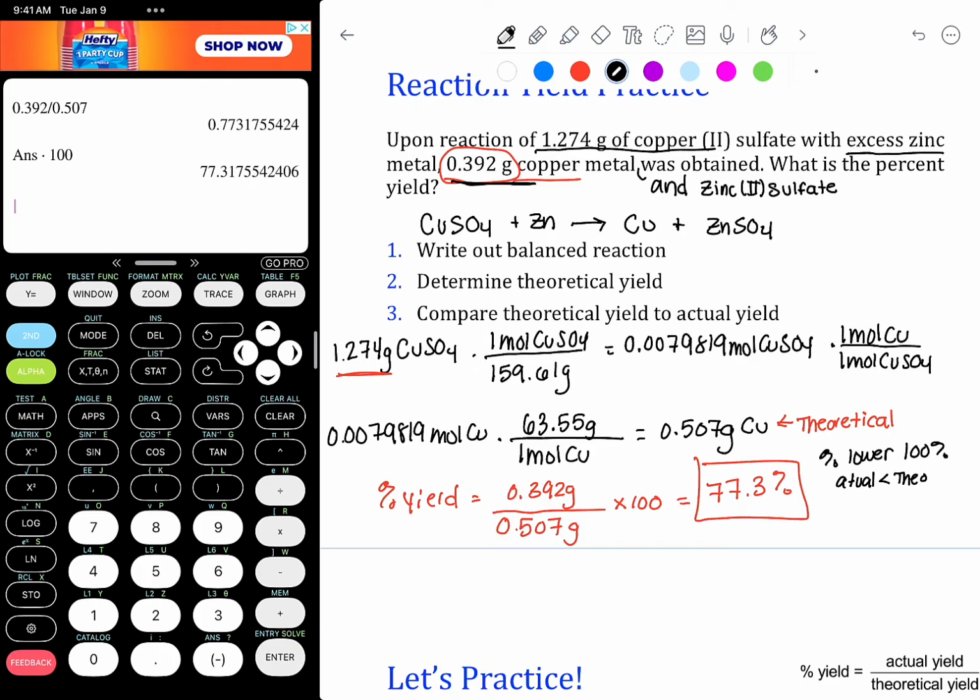So most of the time you're going to see a percent that's lower than 100. If you have a percent that's higher than 100 or something that's really, really small, then you did something wrong and you're going to want to double check your work. Okay.